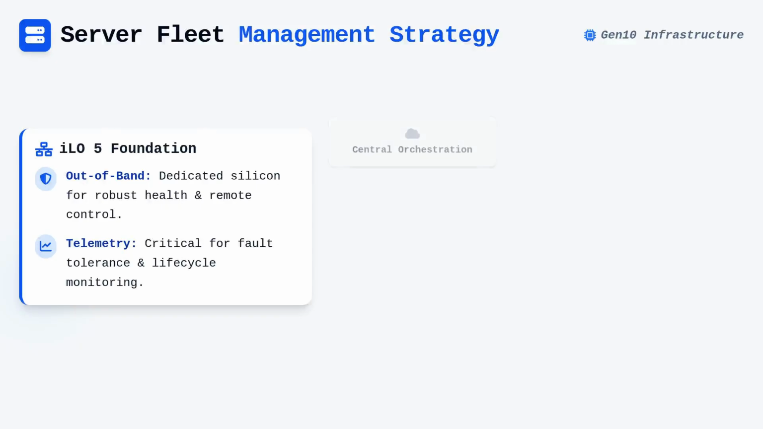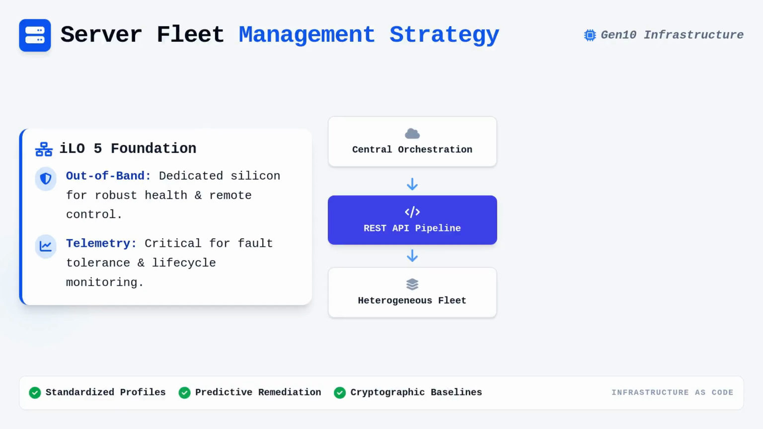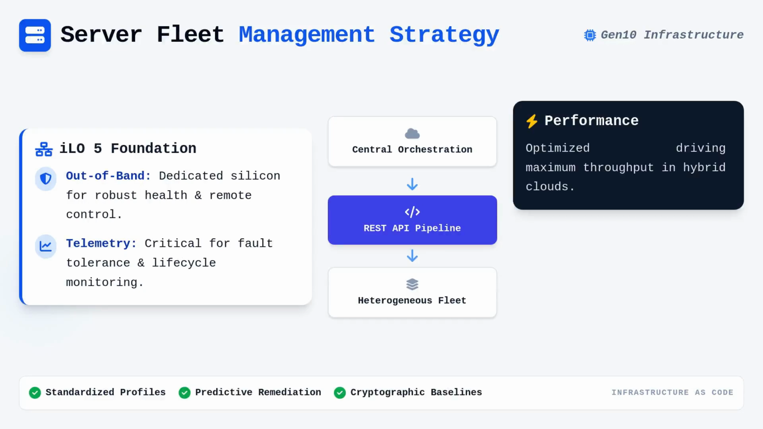When considering deployment heuristics, we look at REST API integrations as the primary method for scaling configuration across a fleet of Gen10 nodes, rather than relying on manual, console-based intervention. This shift to API-driven management allows for the standardization of security profiles, which is essential when enforcing cryptographic baselines across heterogeneous environments.